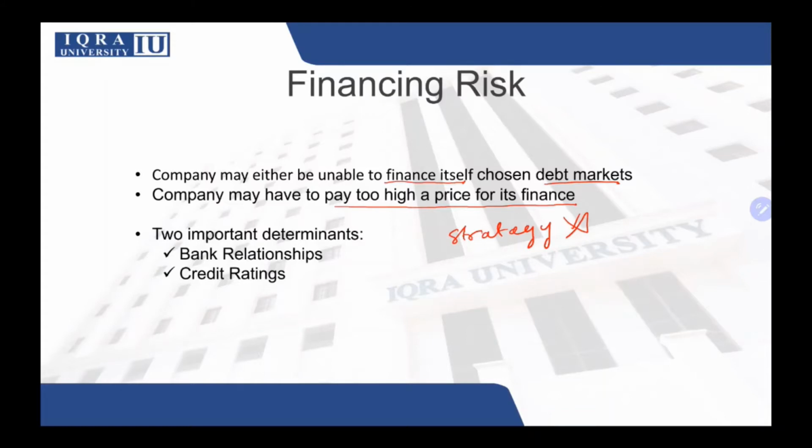Now, there are two ways of managing this. Basically, the banking relationship and the relationship with the credit rating agencies both are very important in determining the financing risk. How is banking relationship important? Because if you have maintained a good banking relationship, you can get products at a desired level of service, quality, and price.